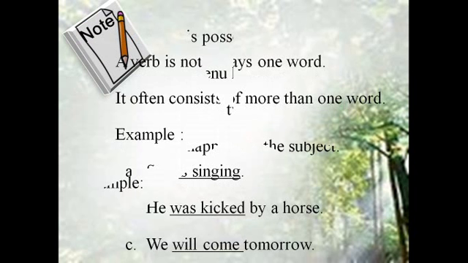Next, last example: we will come tomorrow. Here, will come is the verb. It is made up of two words, that is, will and come. This sentence says that we, meaning more than one person, are telling about themselves that they will come tomorrow. So the sentence reads, we will come tomorrow.